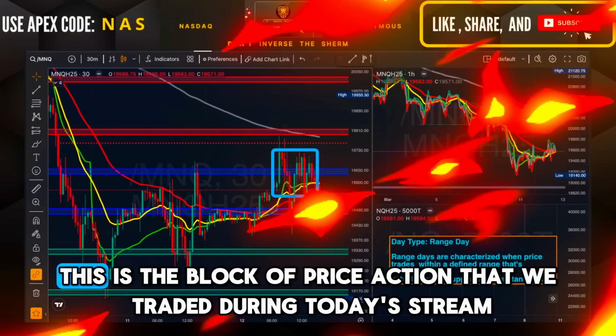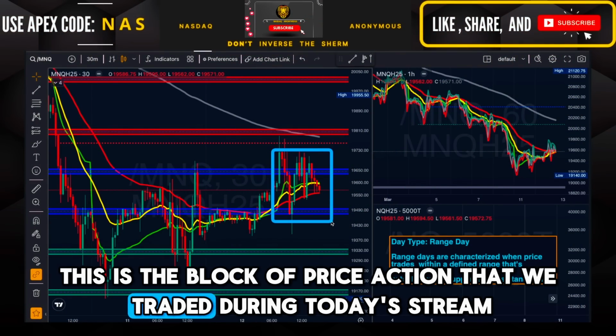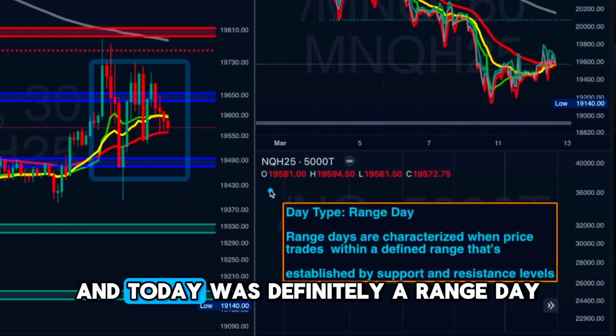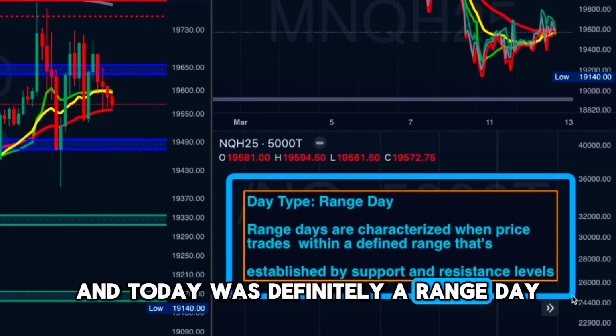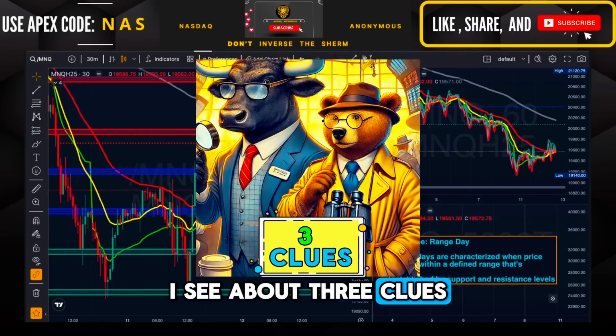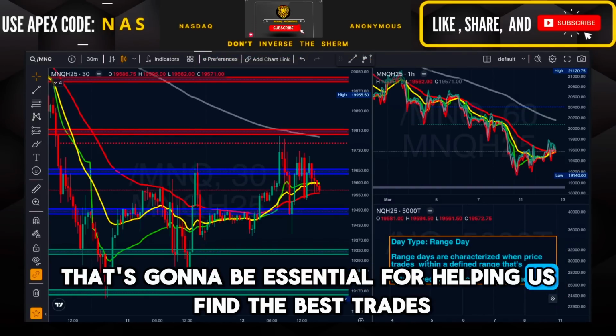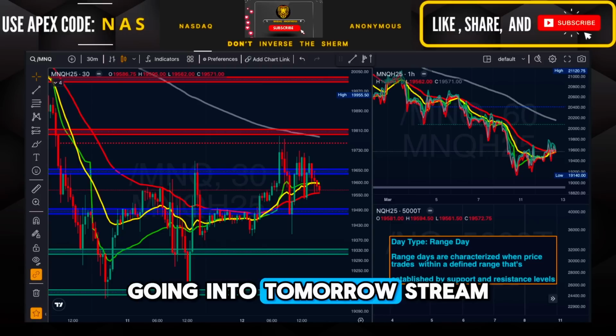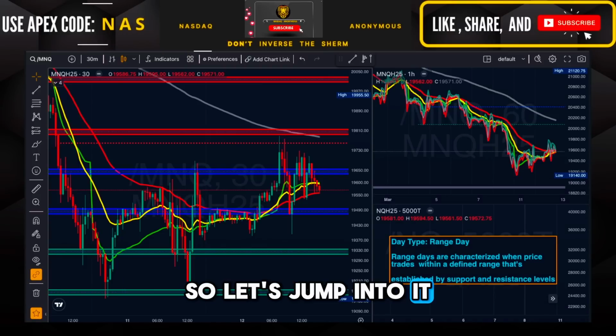price action. This is the block of price action that we traded during today's stream, and today was definitely a range day. And as I analyze the charts, I see about 3 clues that's going to be essential for helping us find the best trades going into tomorrow's stream. So let's jump into it.